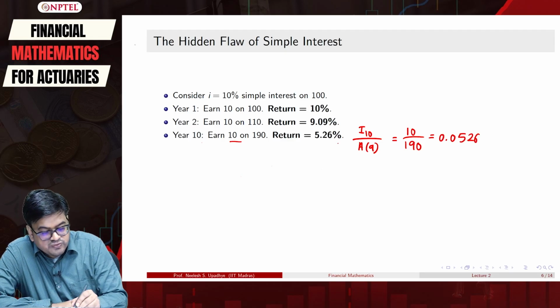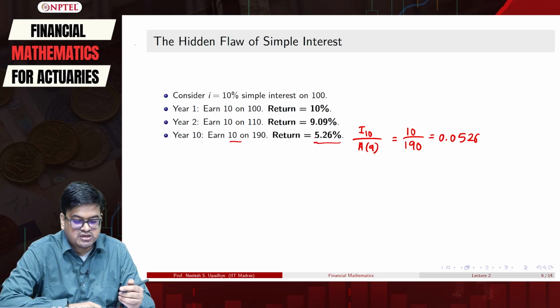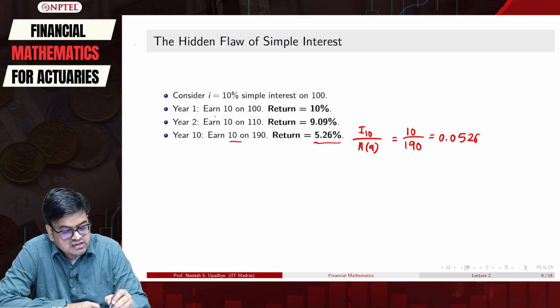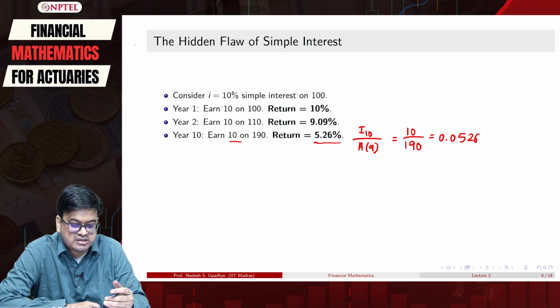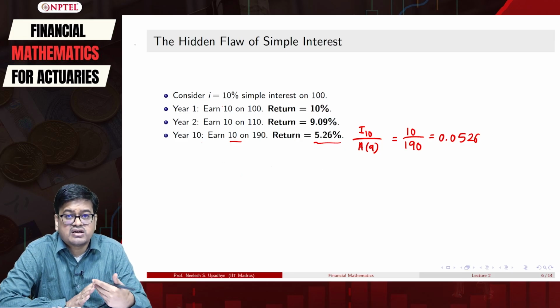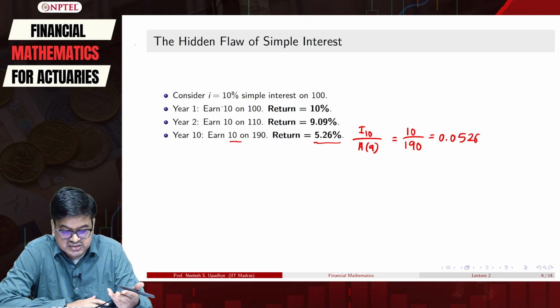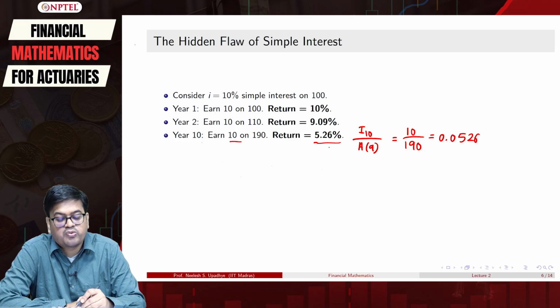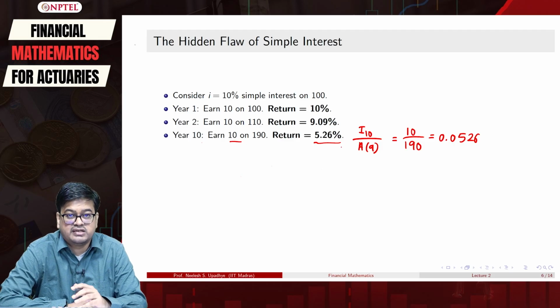So 5.26%. You can see initially you started earning 10%, but as you are accumulating capital, because your interest earned is not earning money, you are essentially getting an effective interest rate of 5.26% only at the end of year 10.